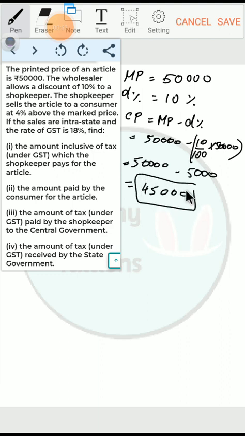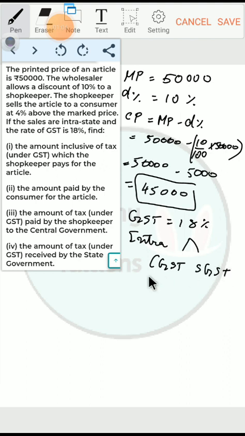Here the sales are intrastate and the rate of GST mentioned here is 18%. So intrastate is mentioned, GST is 18% intrastate. So the GST comprises of CGST and SGST, each 9%. So the wholesaler sells the article to a shopkeeper at a rate of 45,000. Okay, so the amount of GST, how we find out is 9%.